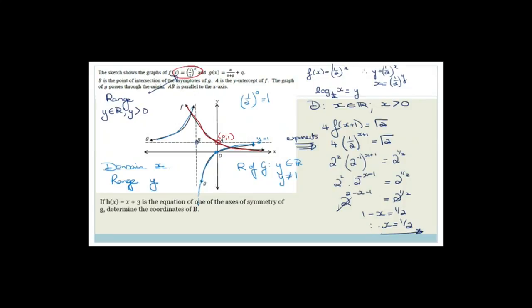Okay, if h of x equals x plus 3 is the equation of one of the axes of symmetry of g, determine the coordinates of b.